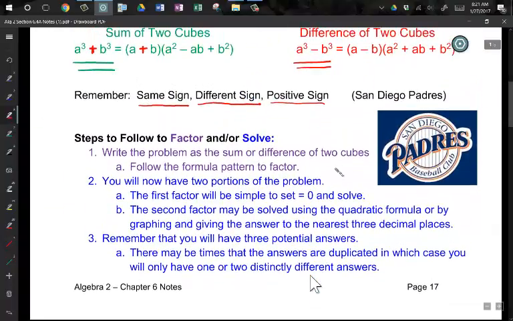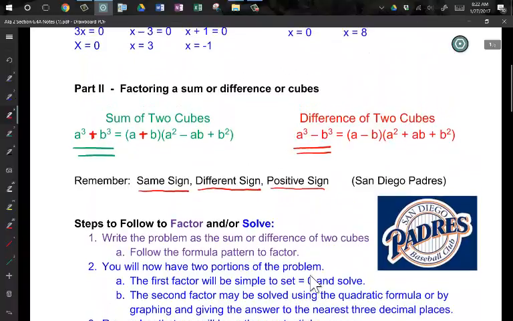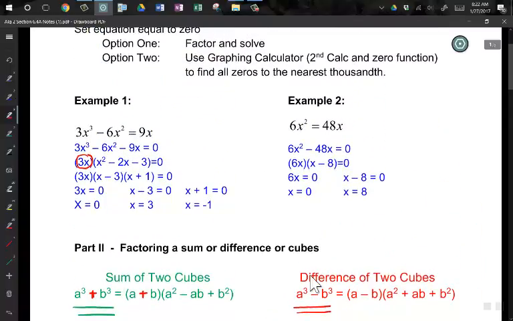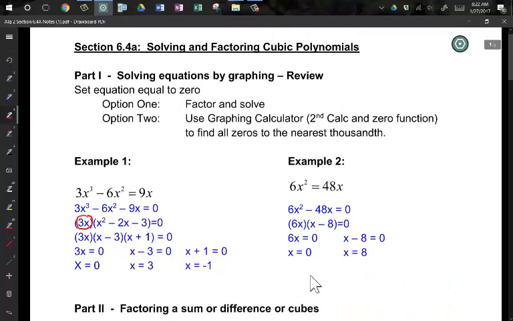Once we have the 2 portions, we set the first factor equal to 0 and solve. The second factor is solved using the quadratic formula or by graphing and giving the answer to the nearest 3 decimal places. Now the problem is, Simon, if it doesn't cross the x-axis, then we're going to have to use the quadratic formula. So we're going to have 3 potential answers. Sometimes answers are duplicated. You might have x equals 0, and x equals 3, or something like that. So remember our formulas with the San Diego Padres, same sign, different sign, positive. So there's the SDP idea. And then just general factoring at the very beginning.